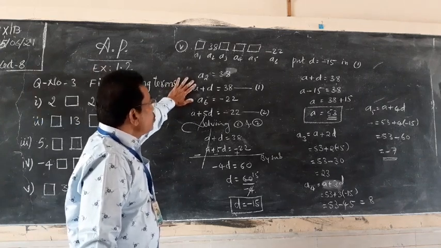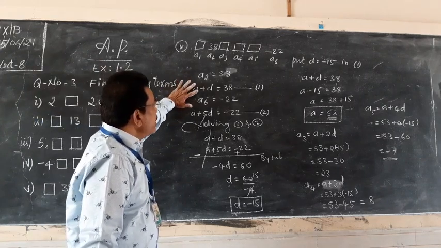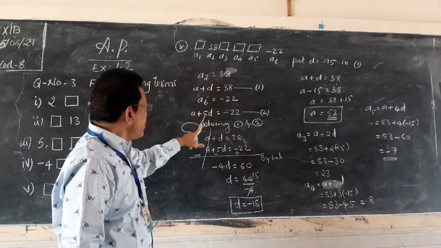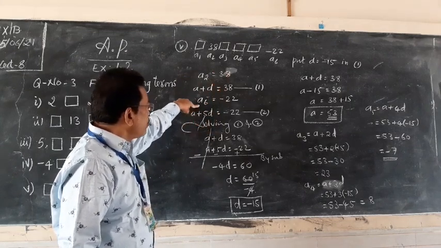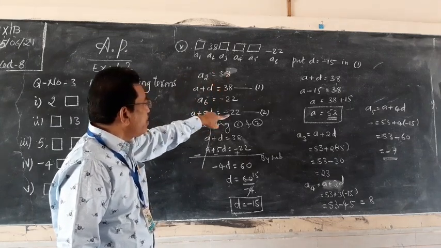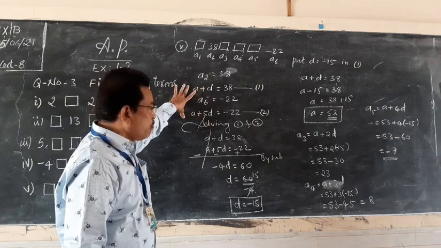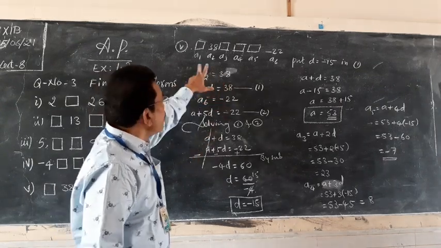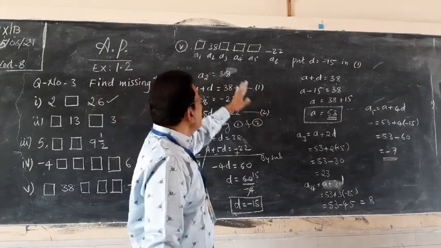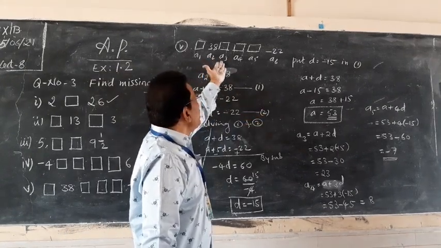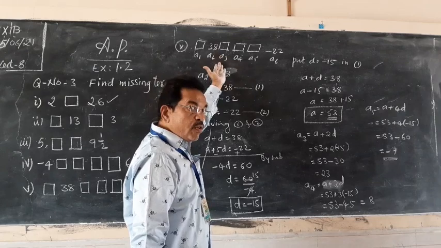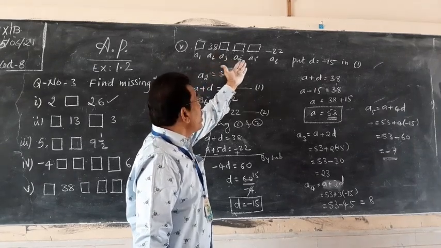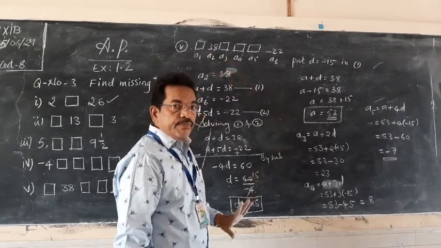A2 is given, so we applied a plus d equals 38. A6 is given, so for A6 I have written a plus 5d. Then we have to solve both equations. After getting the values of a and d, we have to complete the question. That is, A3 we have to find, A4 we have to find, A5 we have to find.